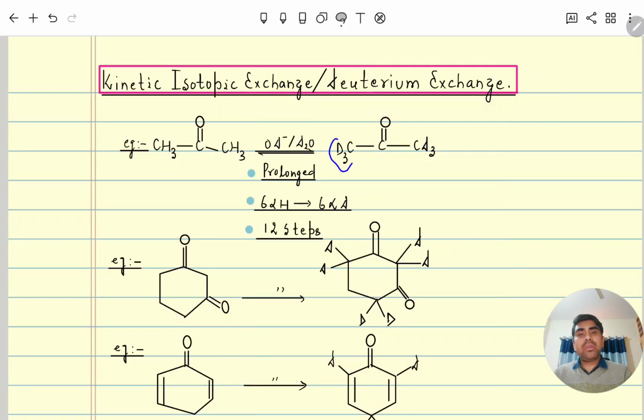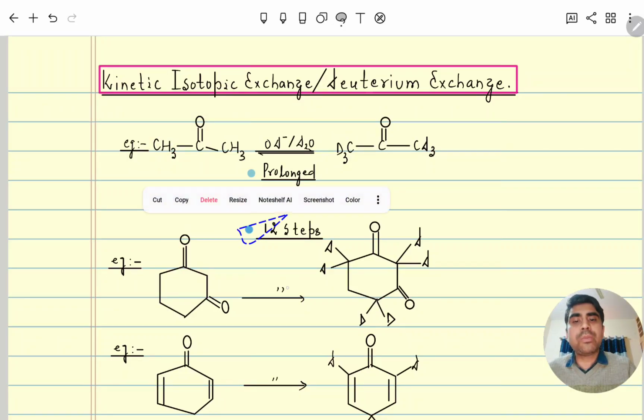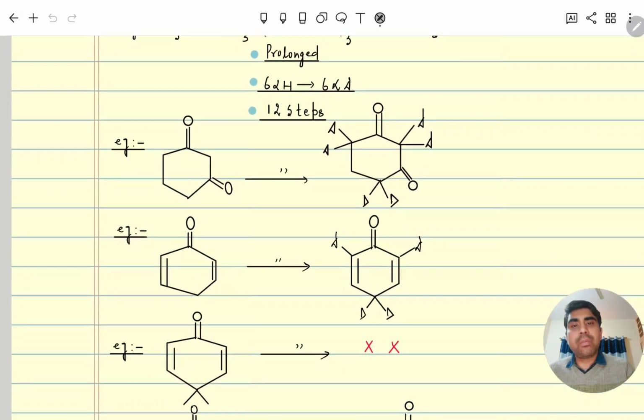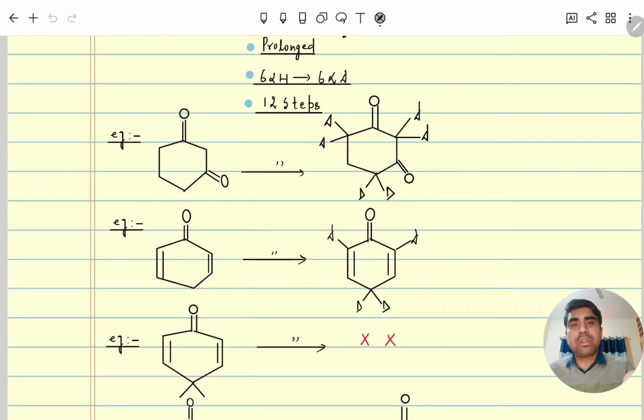Here all alpha hydrogens will be exchanged by deuterium, because this carbon is sp3. So for one exchange, how many steps are there? How many steps are required? 2. So here how many are required? 6. And here 6. So total how many steps? 12 steps. Similarly, you can see these examples. Sir, how does that mechanism happen? At last, I will tell you its mechanism, so it will be 100% clear.